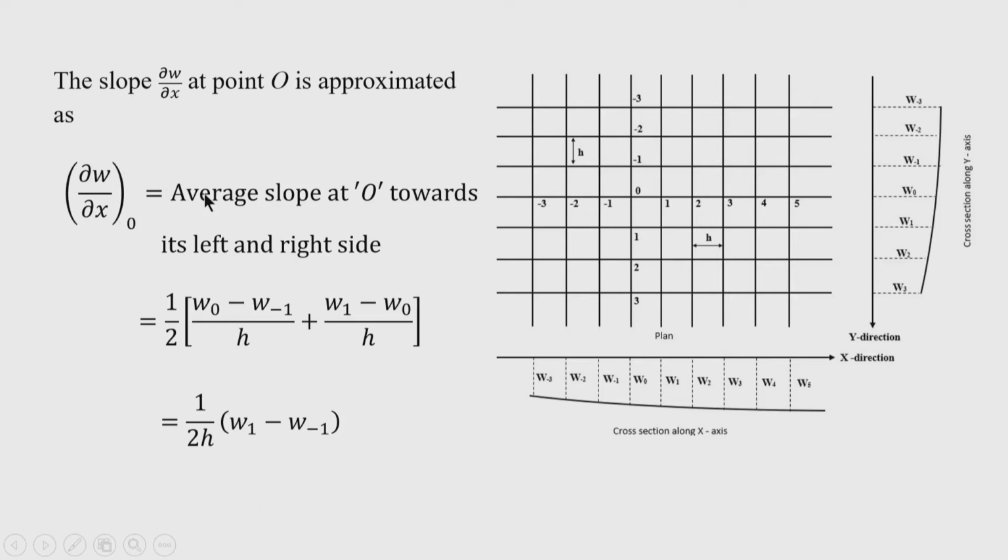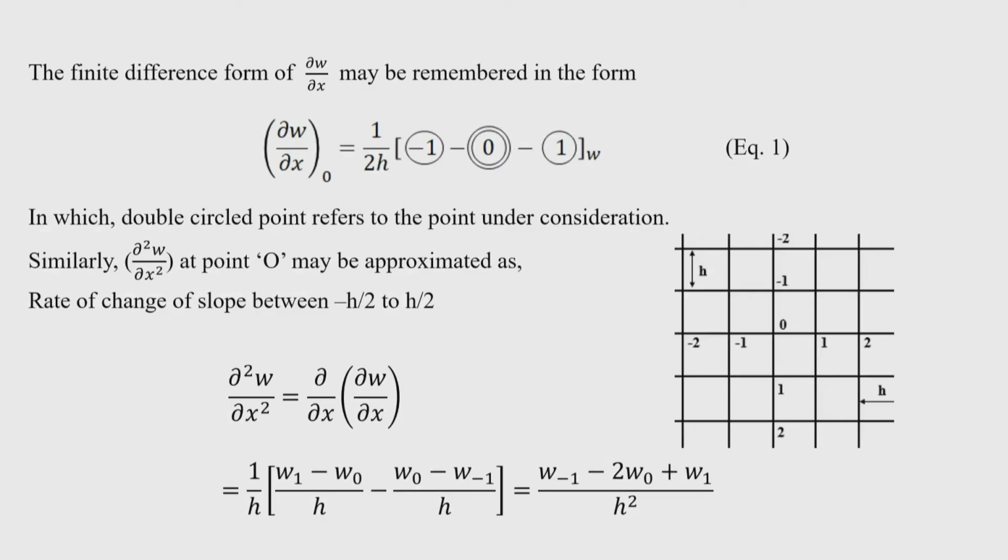That is the first derivative. Now, let us discuss the second derivative. Before discussing it, we write the finite difference form of each of the derivatives in this form, because this will be easy to remember. You see, the double circle here represents the node. So, at the node the coefficient is 0.